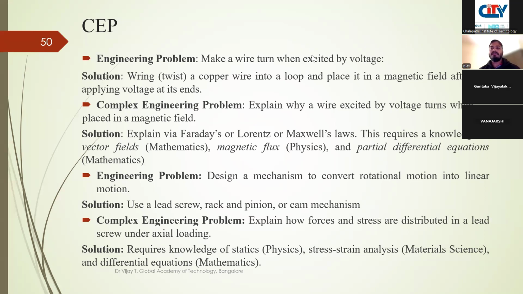So to make it a complex engineering problem, you need to have the Bloom's taxonomy level understood at various levels. Then you would be converting this question this way: "Explain why a wire excited by a voltage turns when placed in a magnetic field." So this is going to be a complex analysis. Why? Because the student needs to explain Faraday's or Lorentz or Maxwell laws.